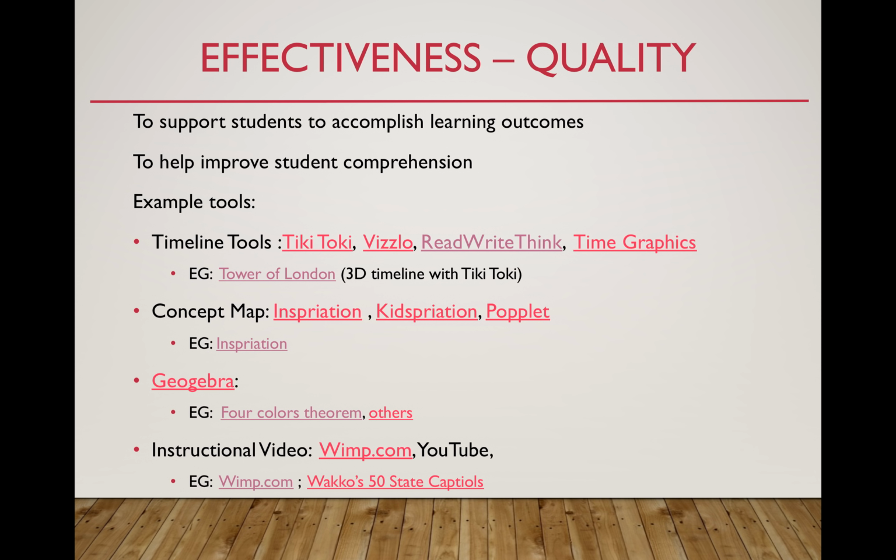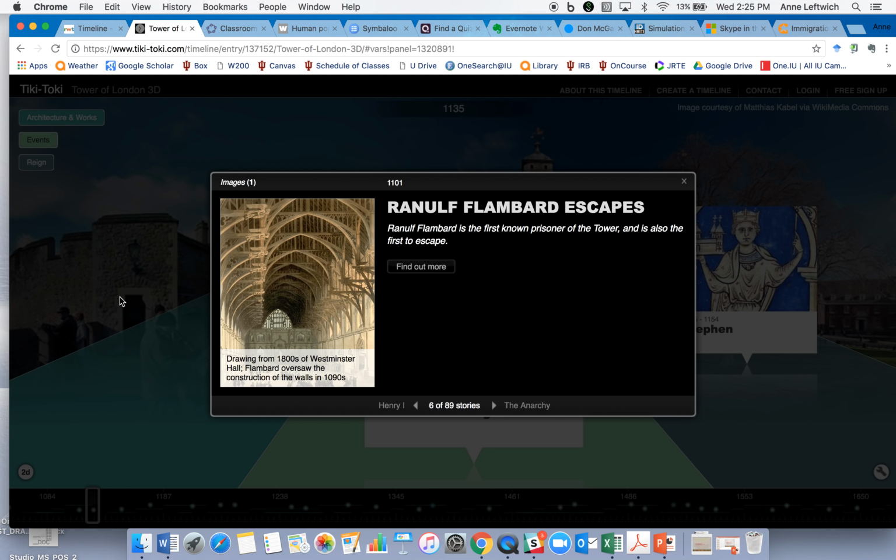So moving on to the first one, which is effectiveness. And again, we're talking about the quality. And this piece right here is really important to help improve student comprehension. So your students should understand the topic better because you've used technology. So we have a couple of different examples. Some of these examples might be, for instance, timeline tools. So I have one example here that I want to share with you.